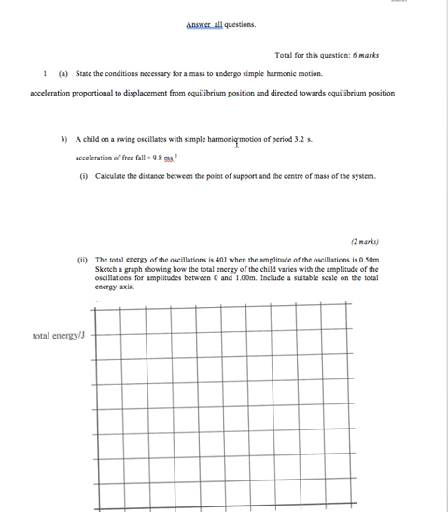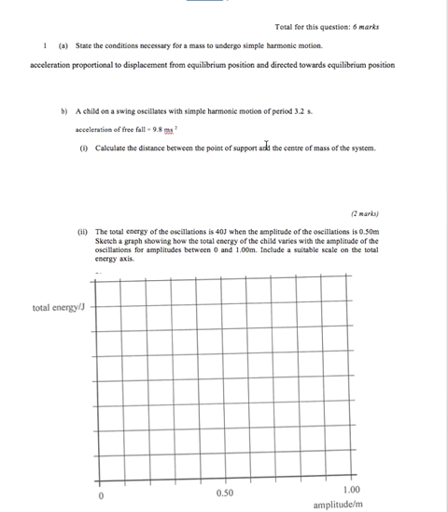as always. A child on a swing oscillates with simple harmonic motion, period 3.2 seconds. Acceleration of free fall is 9.8 meters per second squared. Calculate the distance between the point of support and the center of mass of the system. Well, this is basically what is the length of the pendulum.